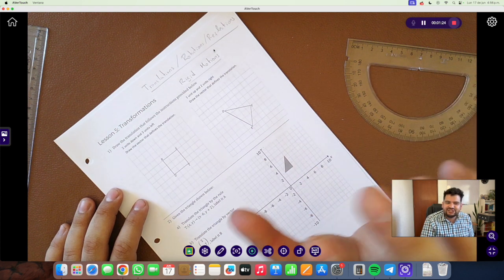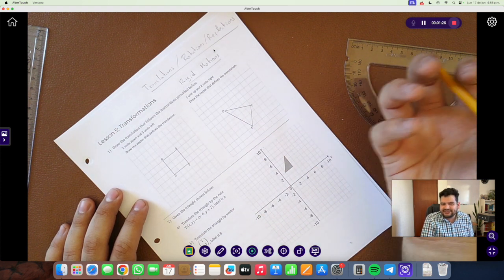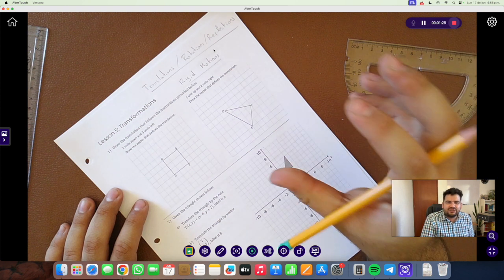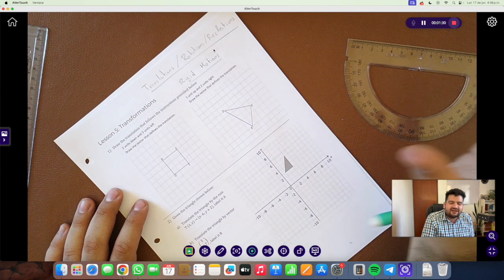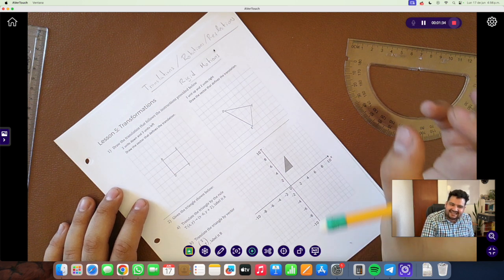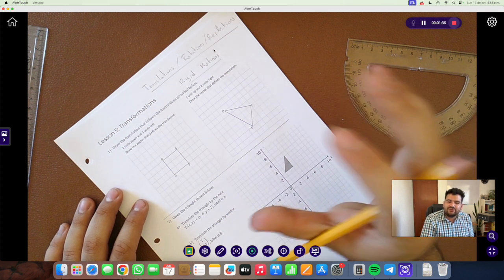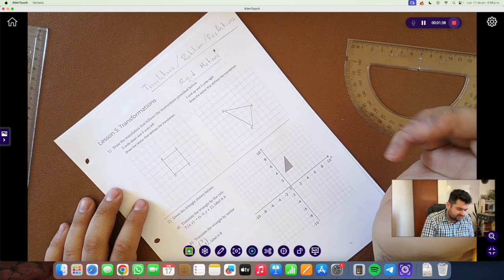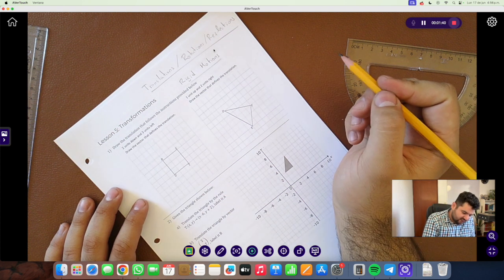So they only change its position or its orientation, but they do not change the measurement of the angles or the measurement of the sides. It is the exact same shape, but in another position, in another orientation. So we begin with translations.